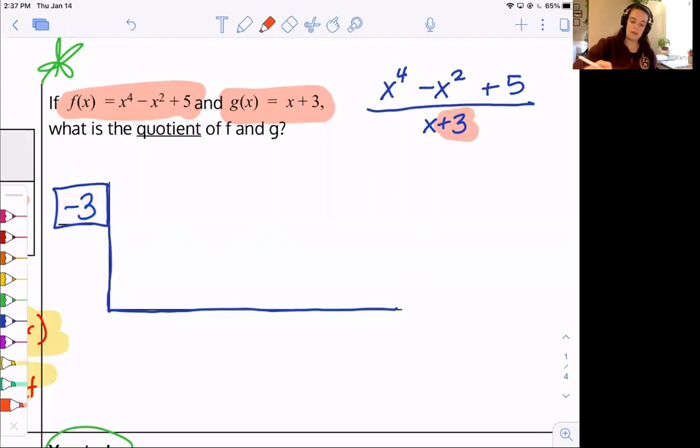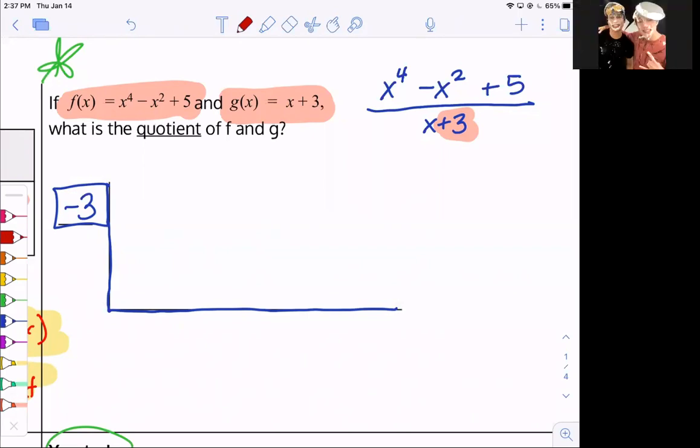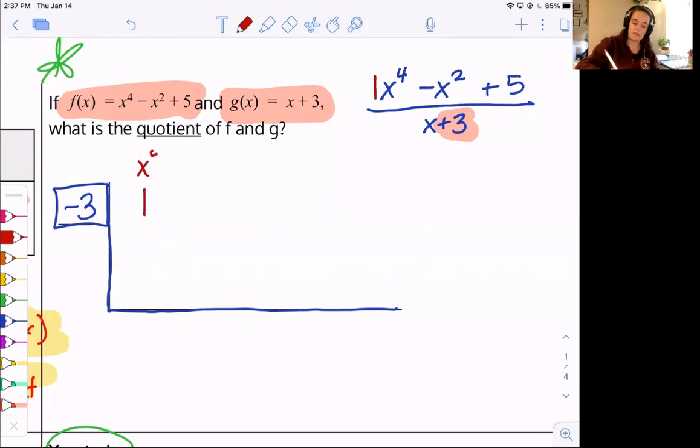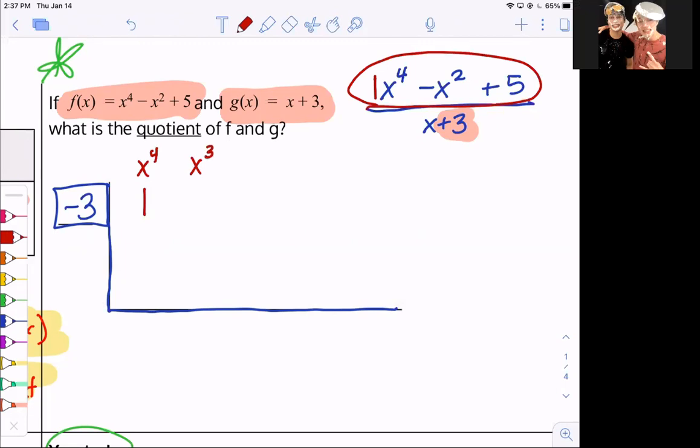Cool. All right. What am I going to put right here? What is the first number? 1. Yeah, definitely 1. And thanks, Emiliano, for your chat. Definitely 1. So there is 1 x to the 4th. All right. How many x to the thirds do I have? 0. Yeah, I don't have any.